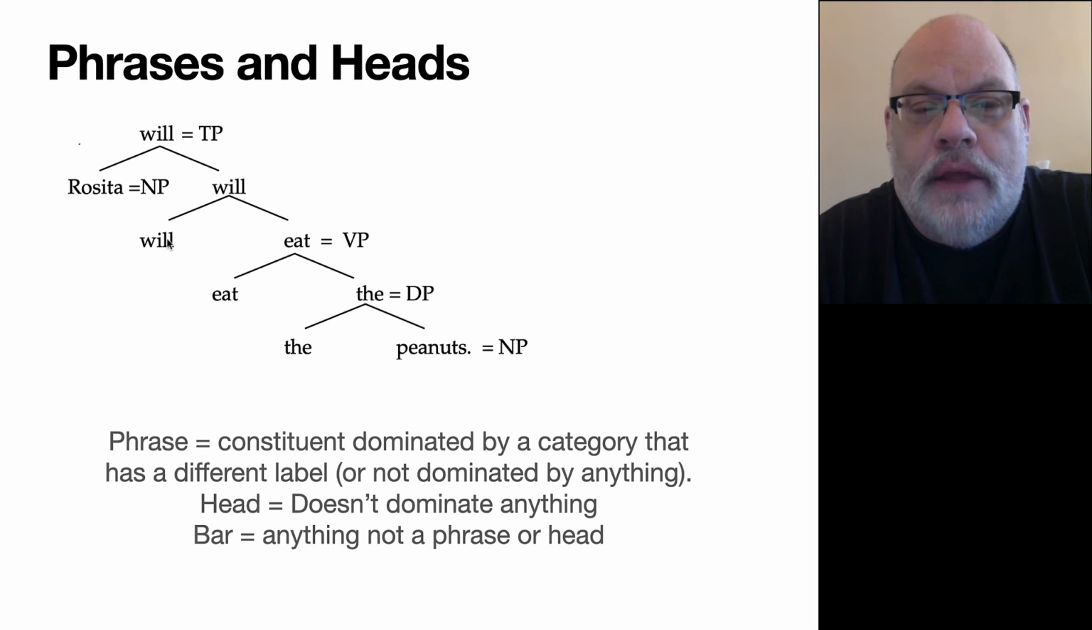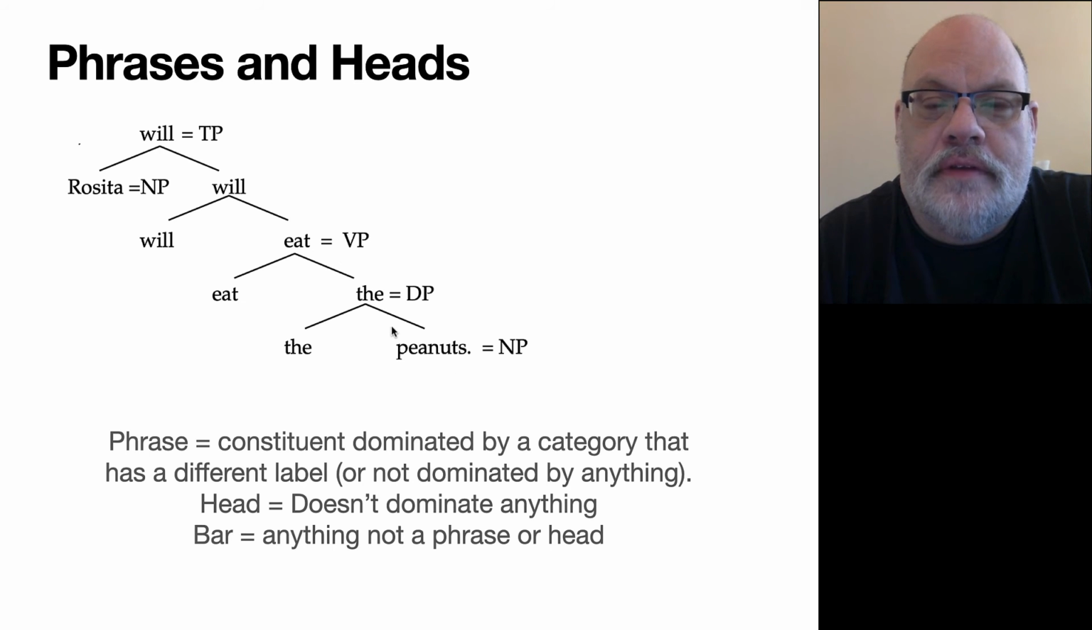We know that this will is going to be the head of the phrase because it doesn't dominate anything. So this eat is the head, this the is the head, because they don't dominate anything. This the here is dominated by eat, so it's going to be a phrase. It's going to be a DP. It's dominated by a different category. And this eat is going to be a VP because it's dominated by will. And peanuts is going to be a noun phrase. It's going to be a phrase because it's dominated by the.